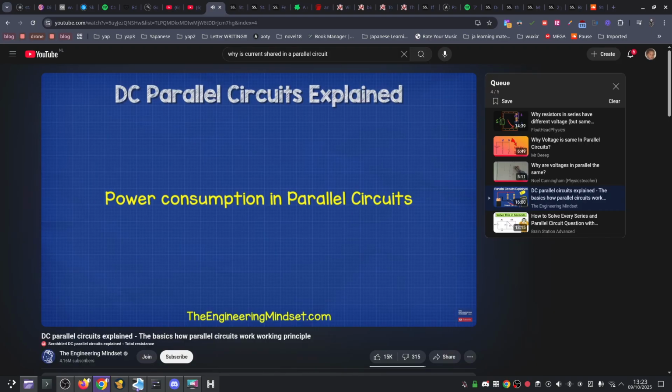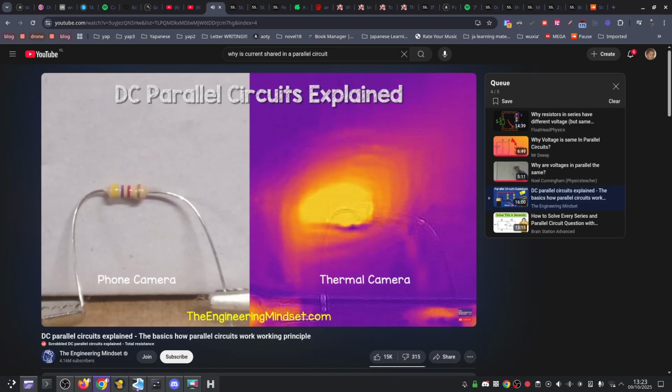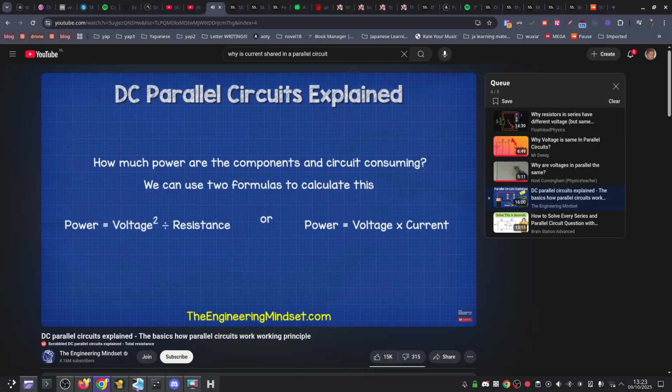Power consumption in parallel circuits. The resistors and the components will convert the electrical energy into thermal energy as the electrons pass through and collide within the components. That's why they become hot, and we can see that using a thermal imaging camera. So how much power are the individual components and the circuit in total consuming? We can use 2 formulas for this, either voltage squared divided by resistance or voltage multiplied by current.